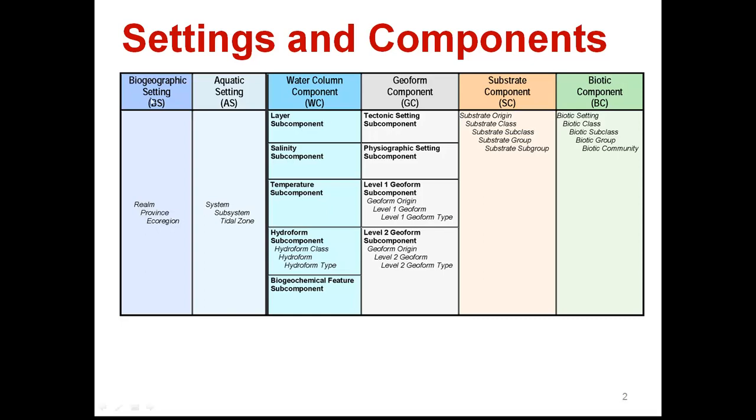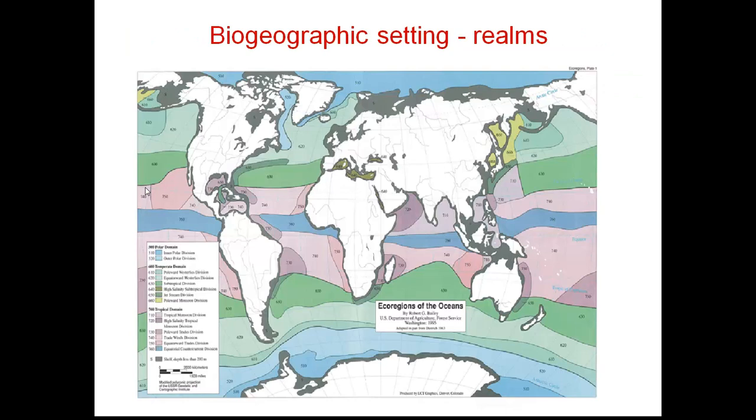So we're going to start at this larger scale, the biogeographic setting, and we're going to consider how where we are in the world might influence and become important in classifying ecosystems. So when we're considering biogeographic setting, at the largest scale we can talk about realms. And this slide here shows a scheme of oceanographic realms that Bailey from the US Department of Agriculture came up with some years ago. The first thing that you'll notice about this particular scheme is that there are strong latitudinal patterns in the size and shape of these realms.